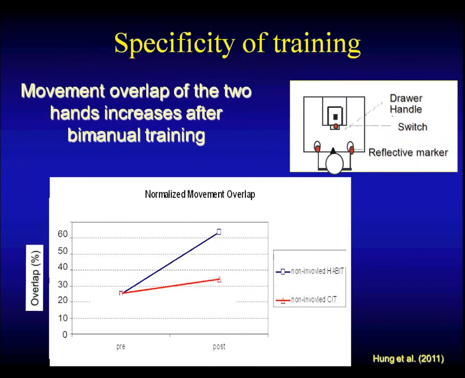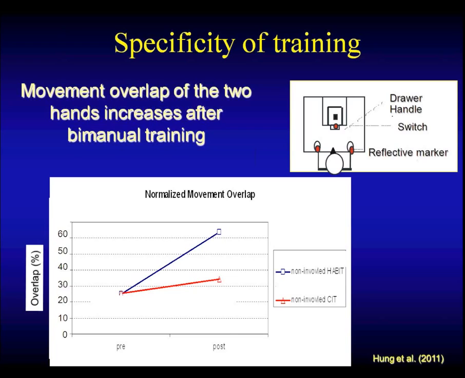There is specificity of training when you start to look at kinematics. So this is a drawer opening task developed by Mario Wiesendanger in Switzerland many years ago for monkey studies. Basically the task is to simply pull open a drawer with one hand and to manipulate the contents with the other hand. A typically developing child or adult would move both hands simultaneously, with about 80% of the time both hands overlapping in movement. For a child with hemiplegia, that's around 25%.